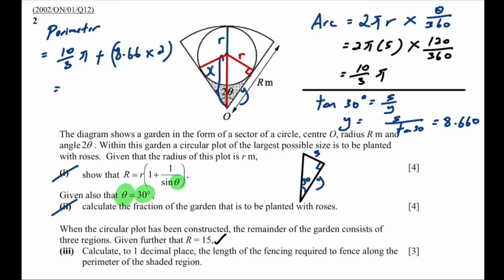Your final answer should be rounded off to 1 decimal place. Okay, 27.8 cm. That's the final answer. Okay, that is for question number 2.